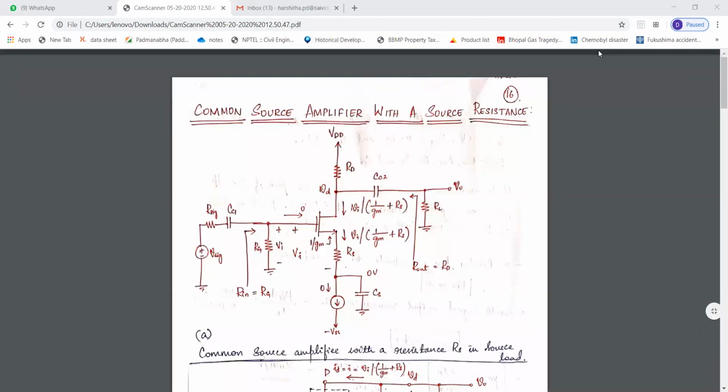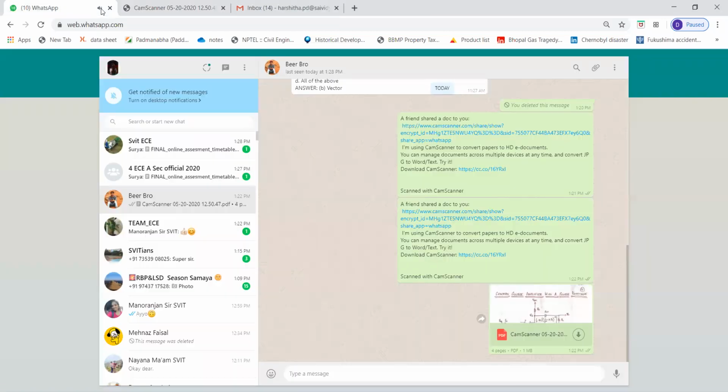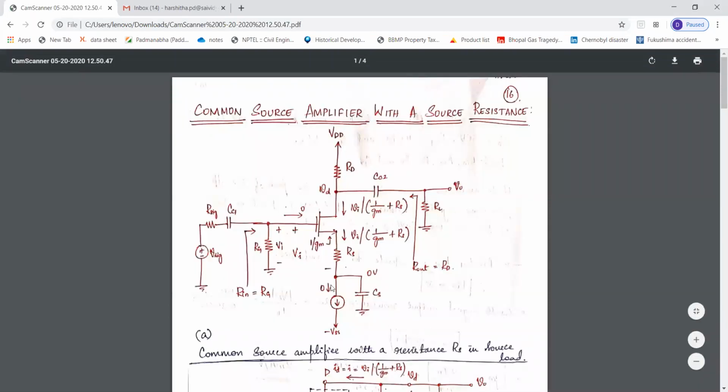Hello everyone. In the previous session, we studied the common source amplifier without source resistance. Now in this session, we'll study the common source amplifier with a source resistance. This is the circuit configuration of this CS amplifier with source resistance. All the circuitry remains the same except that here we have a source resistance connected at the source terminal.